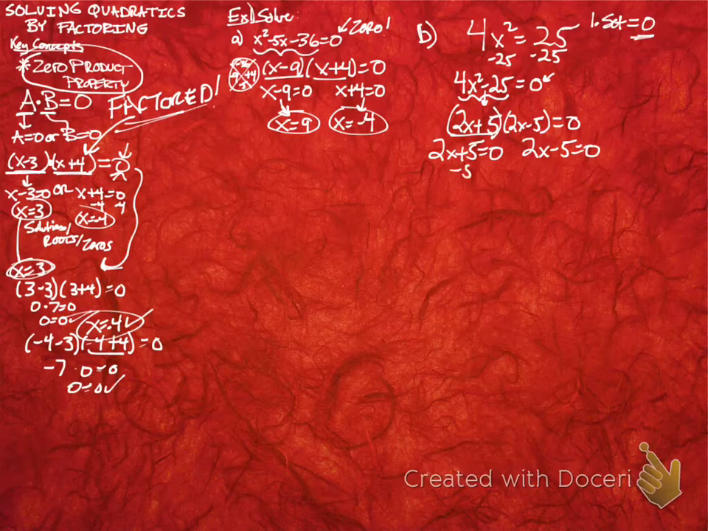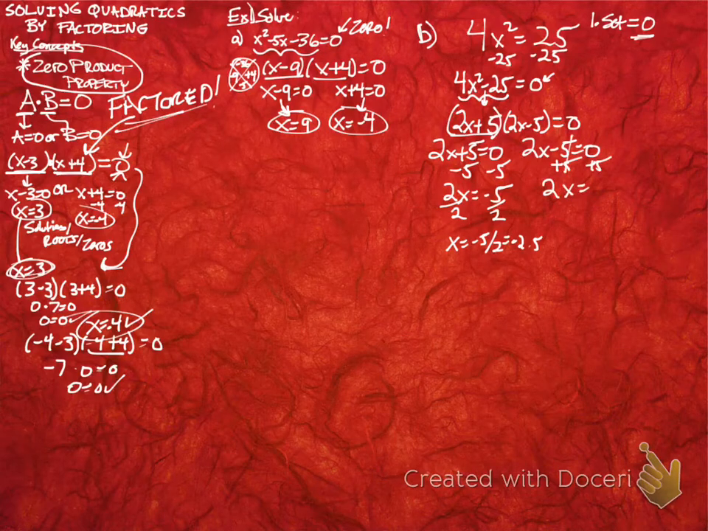And if I solve this one by subtracting 5, I would get 2x equals negative 5, and if I divide by 2, I get x is negative 5 halves. In other words, negative 2.5. On the other hand, if I add 5 to both sides, I'll get 2x equals positive 5, and if I divide positive 5 in half, I get positive 5 halves, or positive 2.5. So there are my solutions, negative 2.5 and positive 2.5.